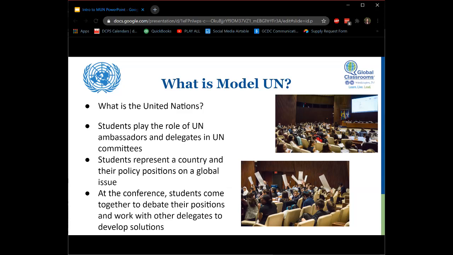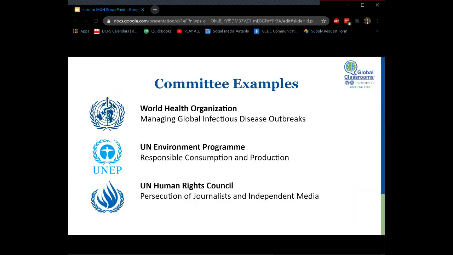At these Model UN conferences, students come together to debate their positions and work with other delegates to develop solutions. Compared to a debate team or a debate conference, Model UN really encourages students to work together to find solutions to international issues. Some examples of what those issues might be: students could be in a World Health Organization committee trying to combat the issue of managing global infectious disease outbreaks.